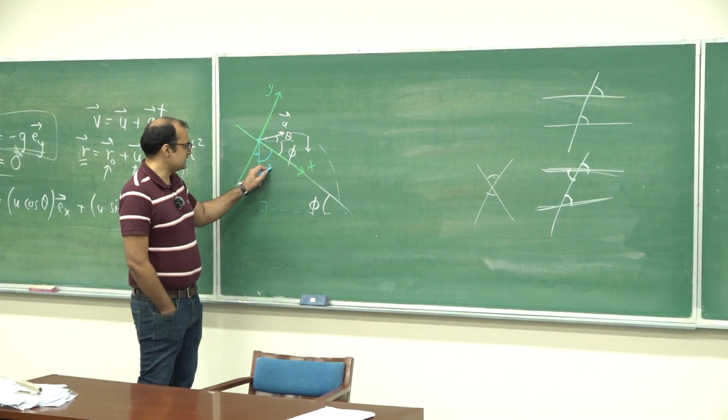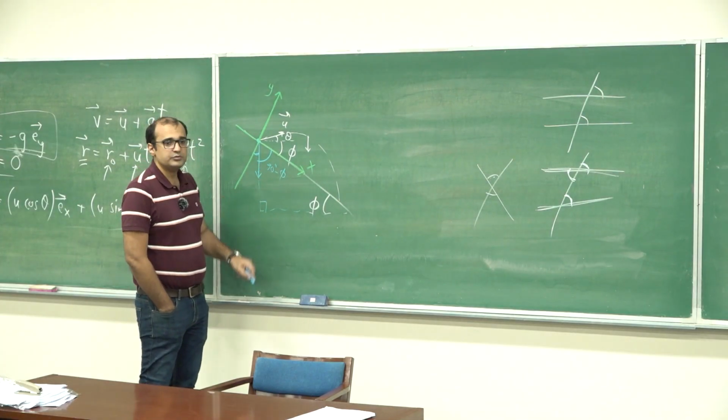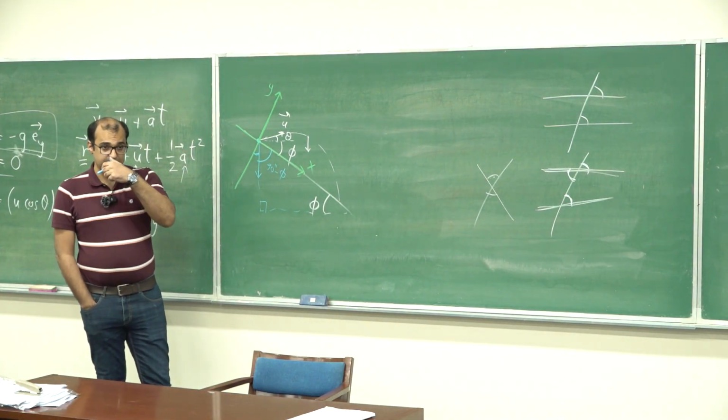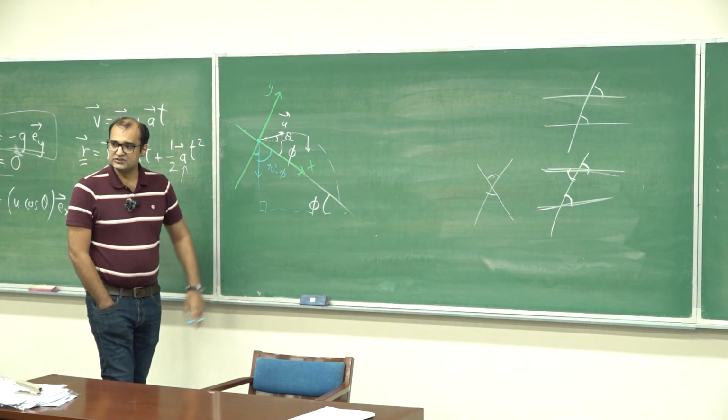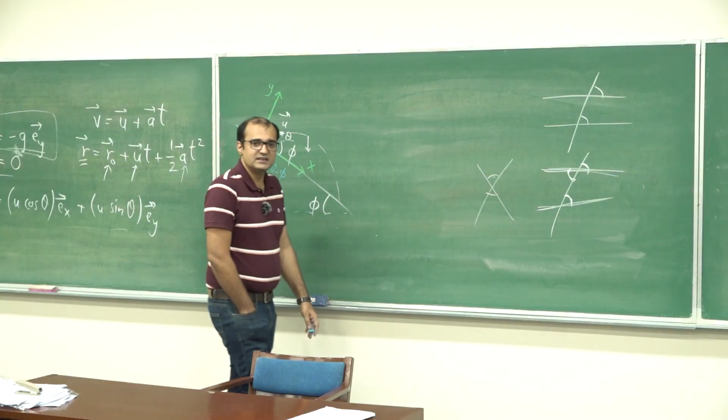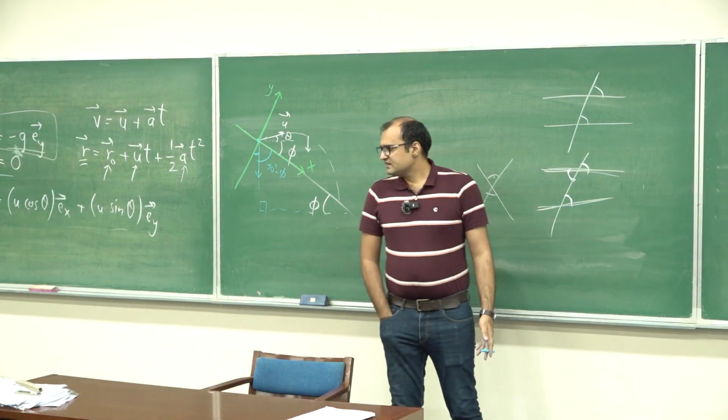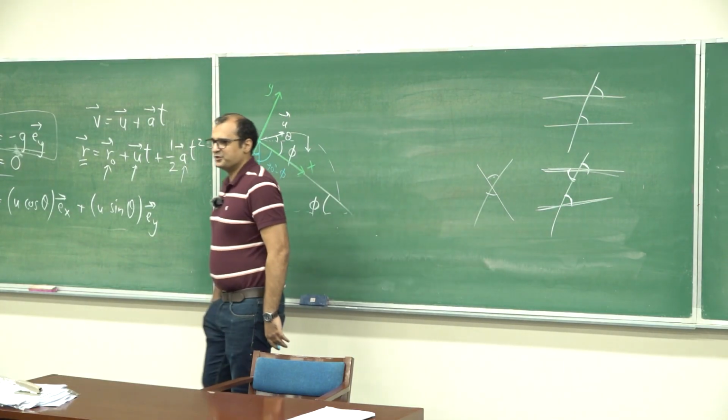90 minus phi, because the sum of angles in this right angle triangle should be 180 degrees. That's one other geometrical fact that should be clear to you. This is simple 2D geometry, more than 2000 years old. So that much you should know.